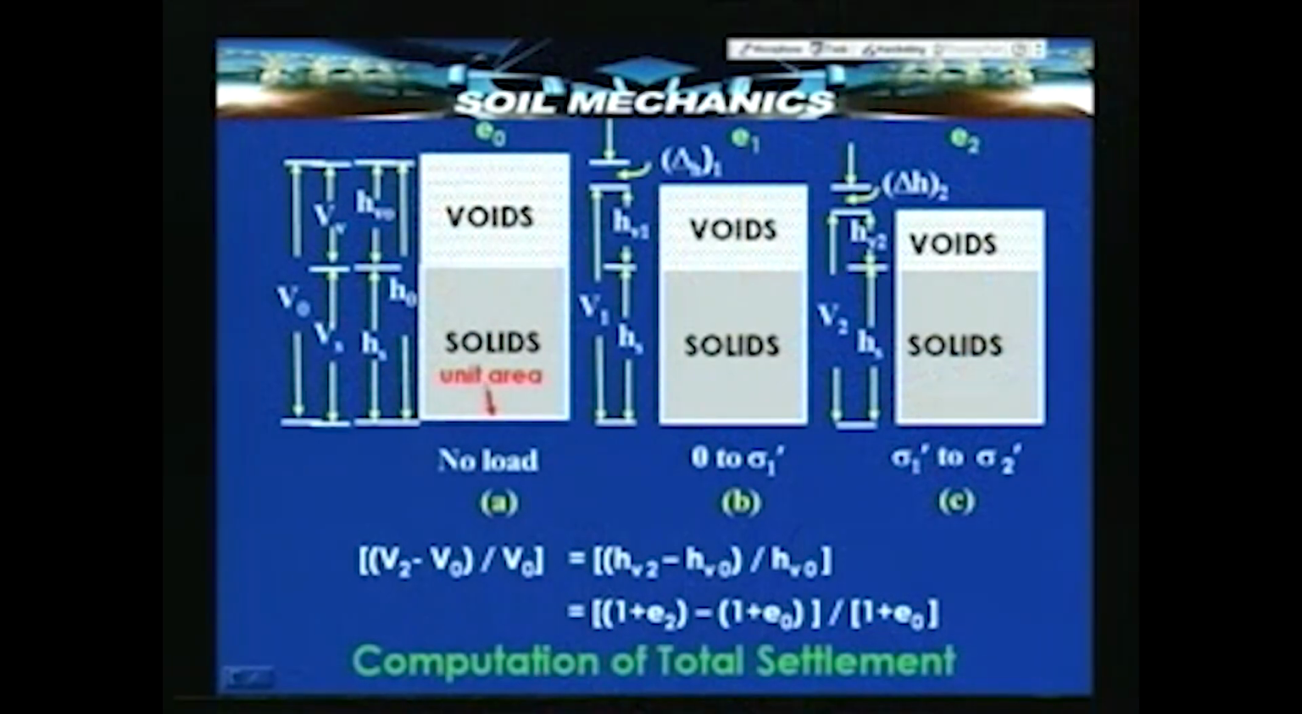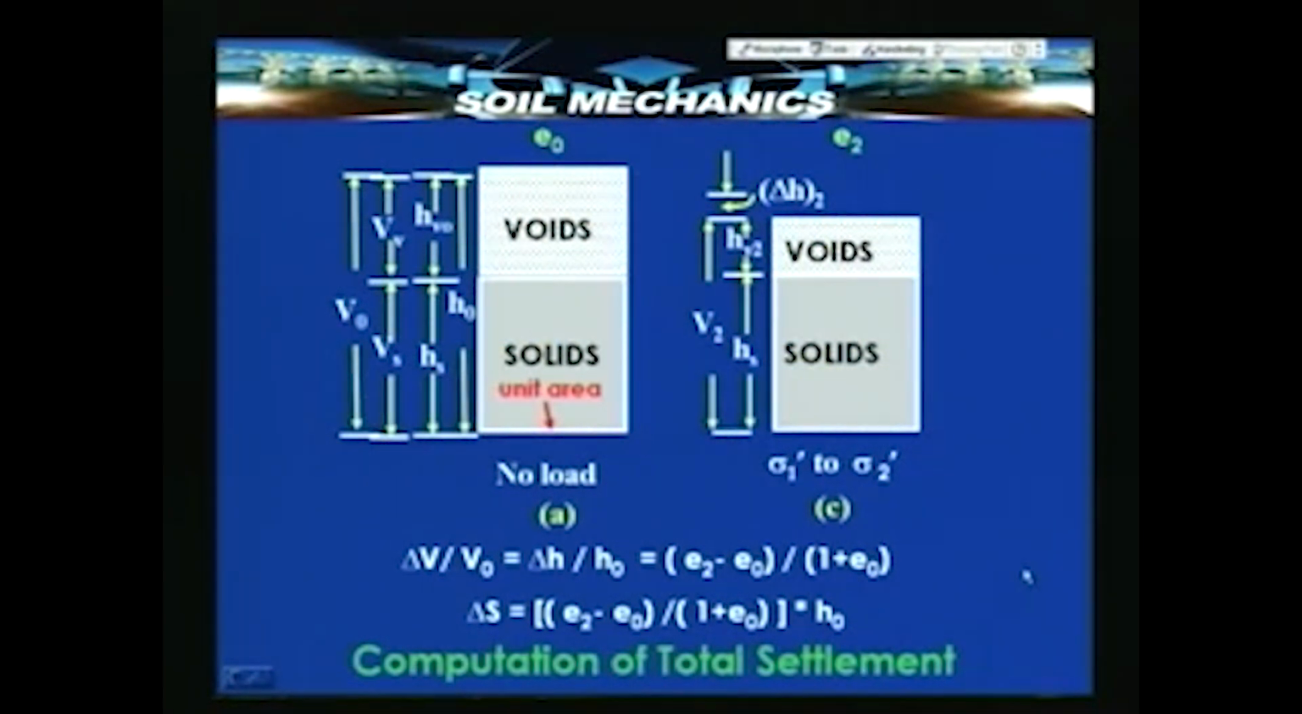This would mean that the total volume can be expressed in terms of volume of solids times 1 plus the void ratio. So, 1 plus E 2 minus 1 plus E 0, the new volume minus the original, divided by the original volume 1 plus E 0. So, now what we have achieved is, we have expressed the change in volume in terms of change in void ratio. So, it is 1 plus E 2 minus 1 plus E 0 divided by 1 plus E 0. Let us proceed further.